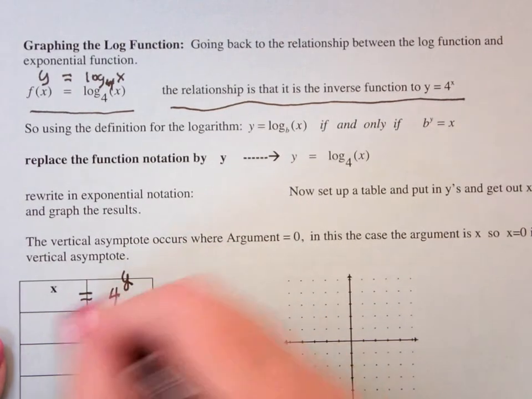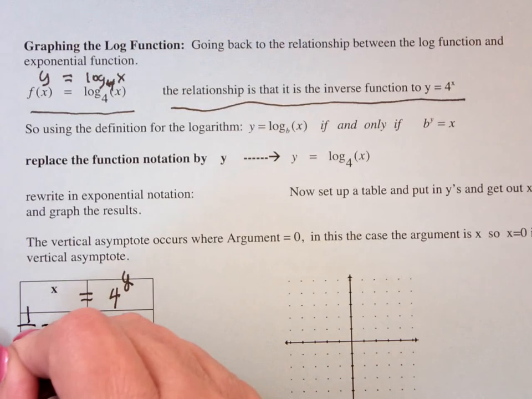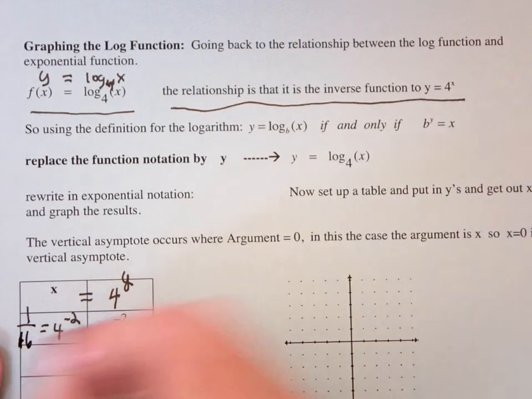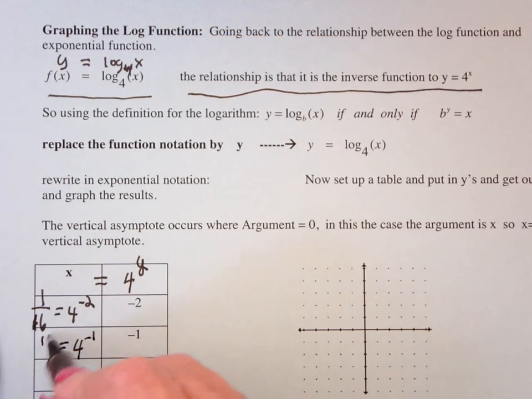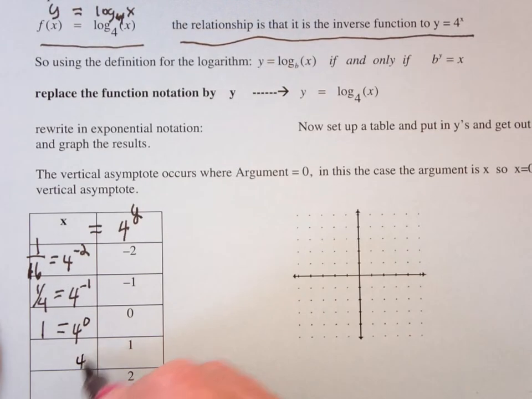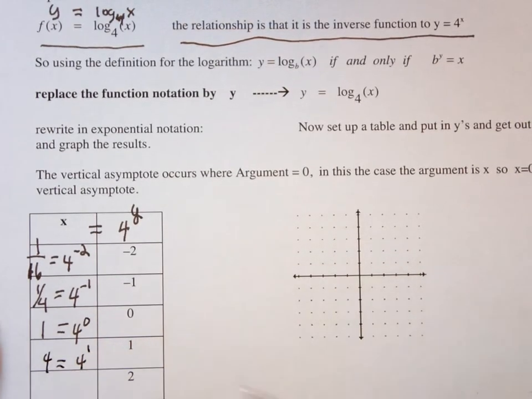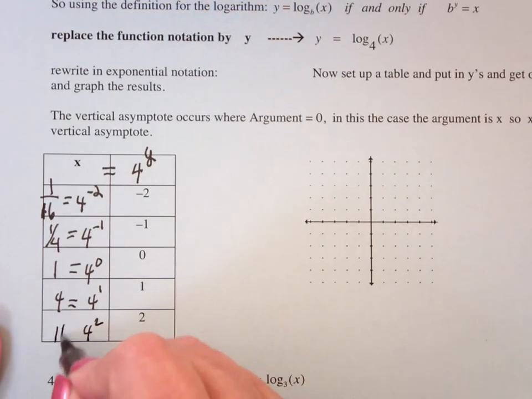So x then becomes 4 to the negative 2, which is 1 over 4 squared, which is 1 over 16. This is 4 to the negative 1, which is 1 over 4. This is 4 to the 0, which is 1. This is 4 to the 1, which is 4. And this is 4 to the 2, which is 16.